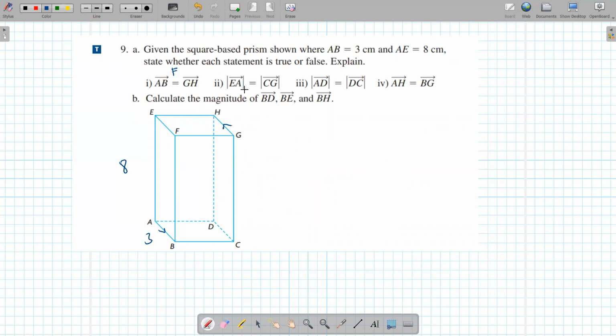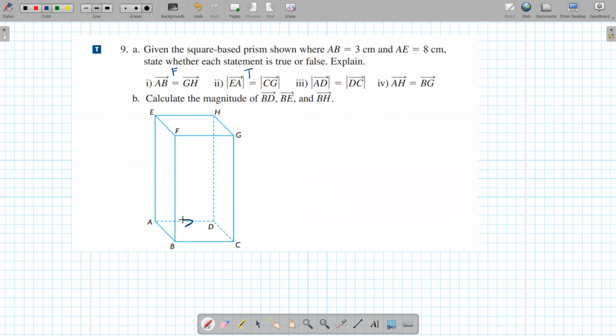So absolute value, basically what this does is it kills off the direction. It says the absolute value of EA, where's EA? This guy here, EA, is equal to the absolute value of CG, this guy. True or false? True, exactly. They're the same lengthwise. They're different in direction, but this is saying strictly look at the length. So that's true.